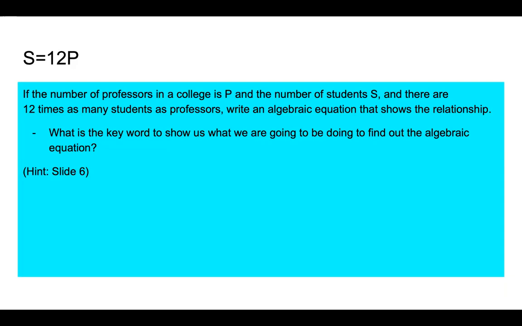They're saying to figure out the number of students, you need to multiply 12 times professors, because it says if the number of professors in a college is P and the number of students is S, and there are 12 times as many students as professors. So students are way more. They're 12 times professors. So it's saying to figure out students, you'd have to know how many professors there were and then multiply by 12. That would give you the exact amount of students in this college.